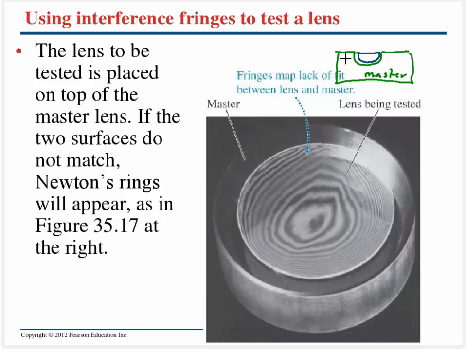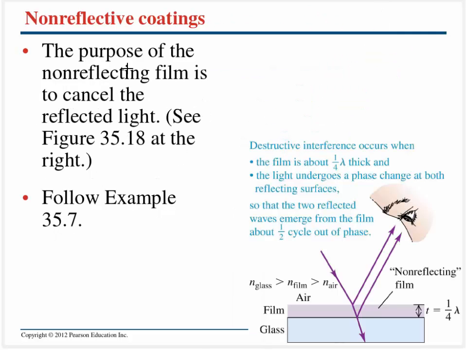If there are air gaps, then they're going to see rings. If, however, this lens fits in there perfectly, then the materials are the same, and so there's going to be no rings. A practical application of all this might be a non-reflective coating, which is going to reduce glare off of surfaces.